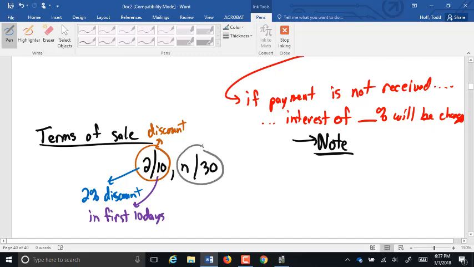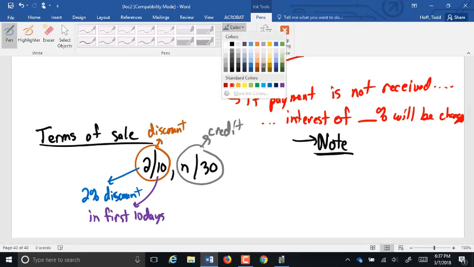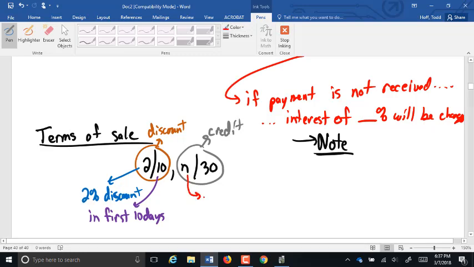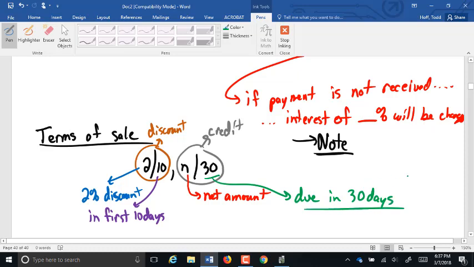The second one defines the credit period. The N stands for net amount. The 30 means due in 30 days. Again, 30 days from the invoice date. So both the discount period and the credit period start at the invoice date.